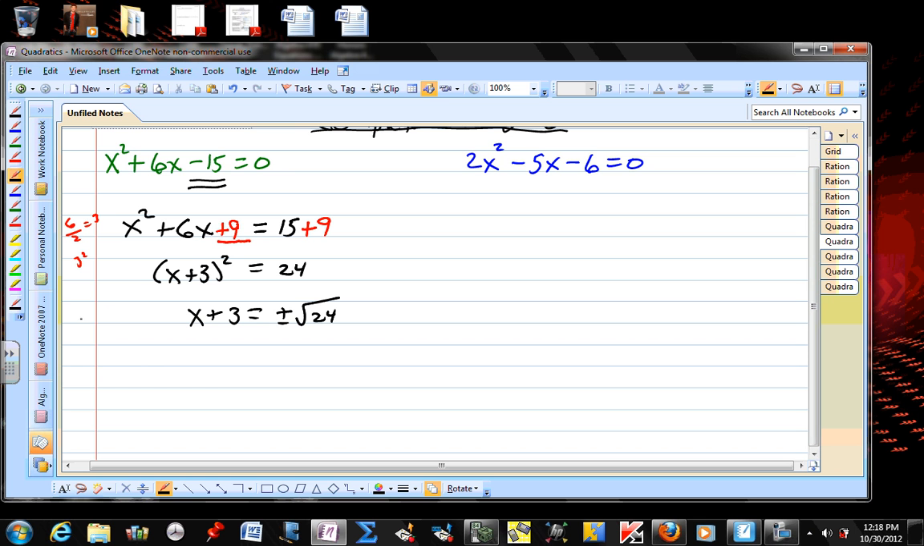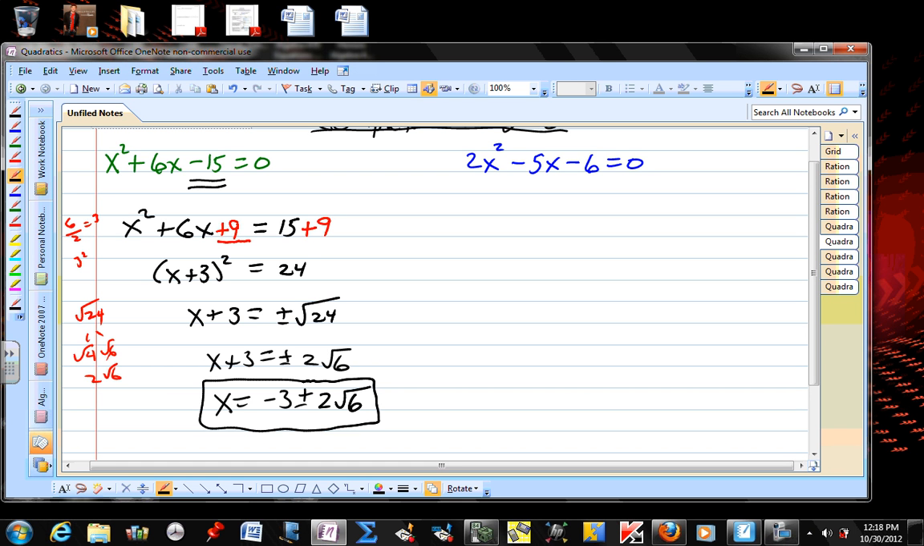Now the square root of 24 can be broken down and simplified. So let's do a little bit of scratch work. Root 24, we'll call that root 4 times root 6, which is 2 root 6. So here goes. x plus 3 is equal to plus or minus 2 root 6. Now, to get x by itself, our next move is to subtract 3 from both sides. And that's it. You can get decimal approximations if you want, but here are two answers. And we used the completing the square method for solving this quadratic equation.